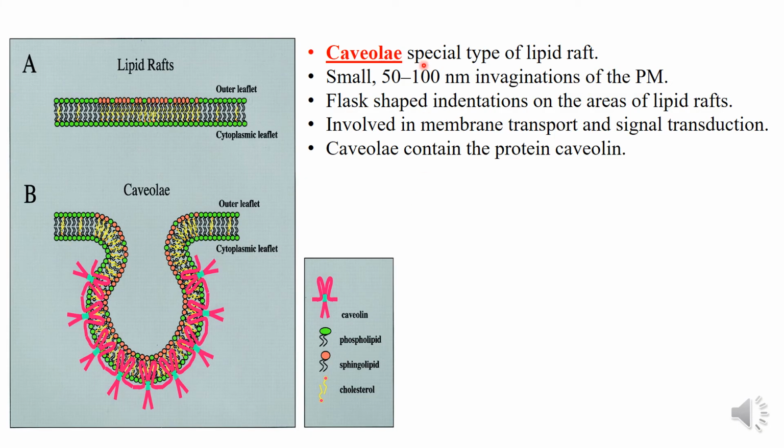The second structure that is seen in the phospholipid layer is the caveoli, which is also a special type of lipid raft, and these are small indentations or invaginations of 5 to 100 nanometers of the plasma membrane. Because of this invagination, it forms a flask shaped indentation on the areas of lipid raft. These are generally involved in membrane transport and signal transduction. Caveoli contain some special proteins, as you can see here, these pink colored proteins. They are known as caveolin.